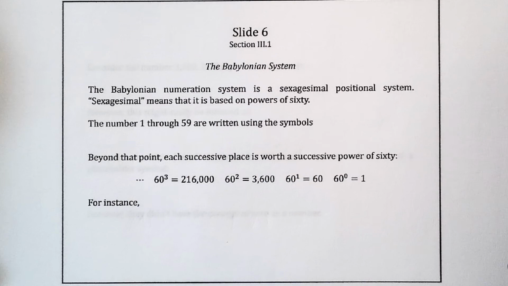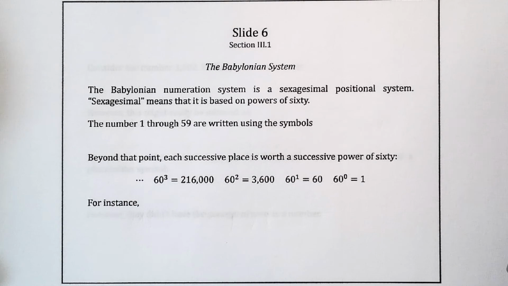Another difference between this system and the last two is that it is actually a positional or place value system. Unlike the Egyptian and the Roman system, the Babylonian system makes use of place value, just like our system. So in some ways it's very similar to ours, but in others it's very different because it's based on 60s. And of course it uses different symbols.